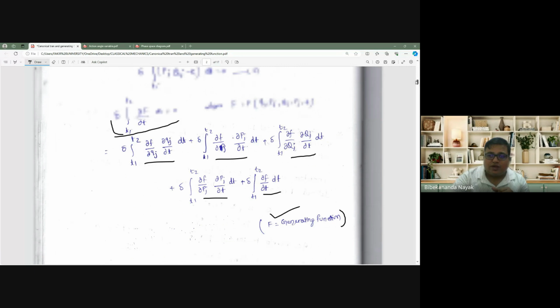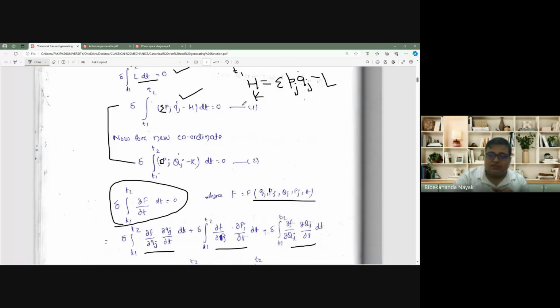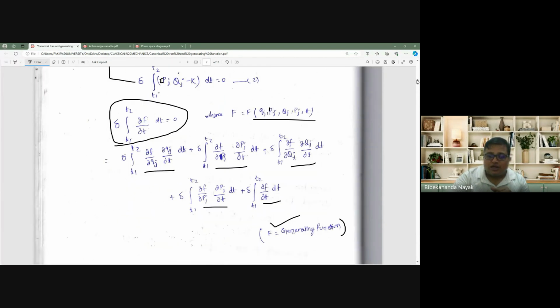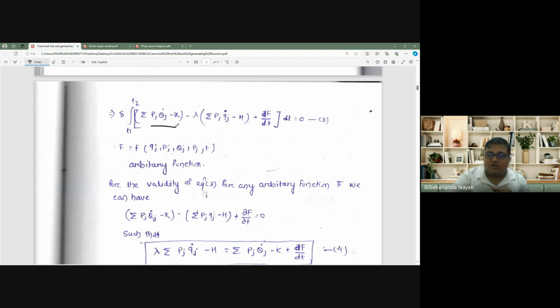So now we combine these three. The right-hand side is 0. If you combine these three, the left-hand side gives you delta of Pj Qj dot minus K.